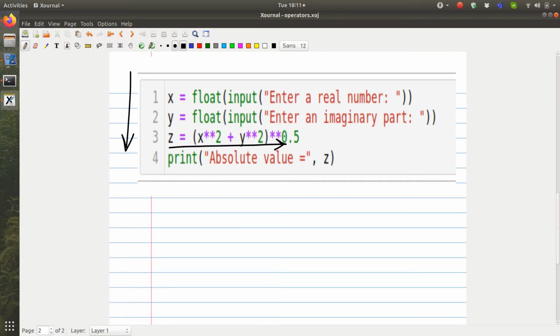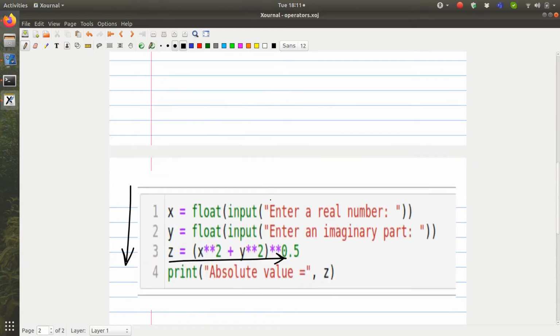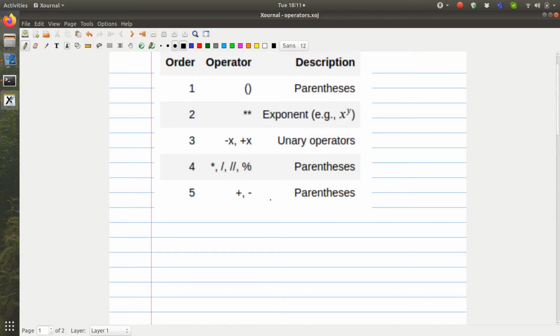If you look at this table here, you would see the orders and priorities. Brackets are the most important, followed by exponents, followed by unary operators, which tell you the sign of a number. For example, if I say this is minus 1, or if I say we have plus 2. Then we have the multiplications and divisions and remainder. Then we have the additions and the subtractions.